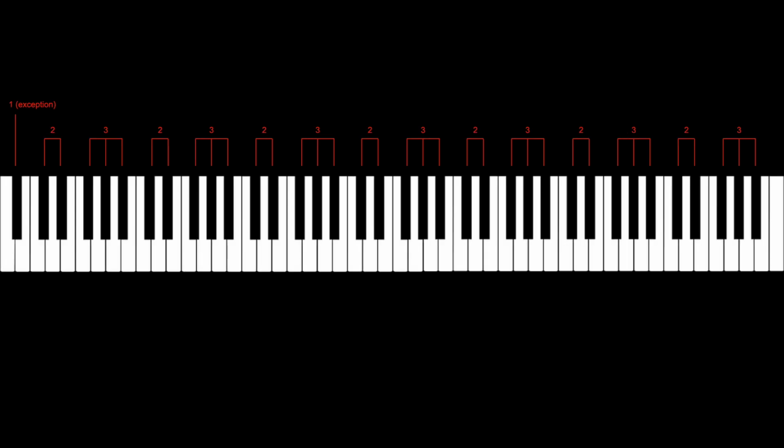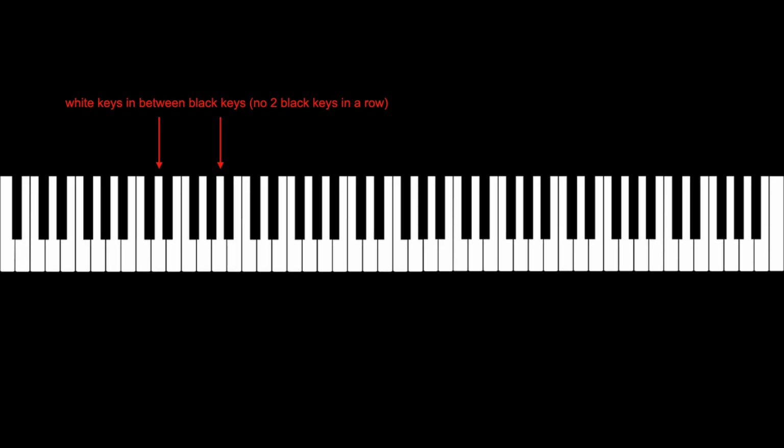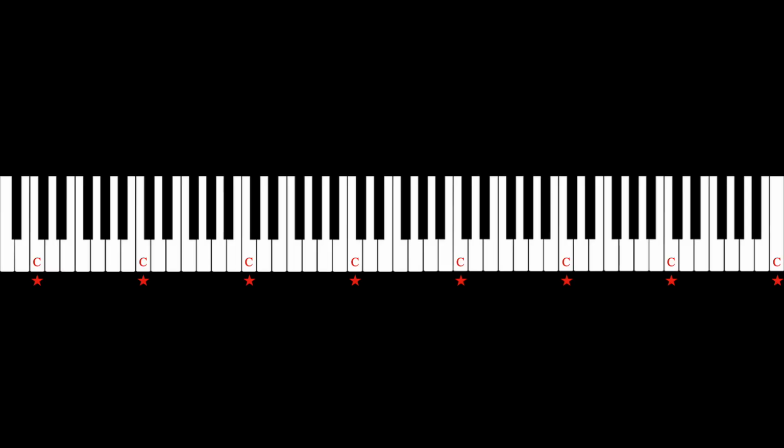Notice that the black keys alternate between sets of 2 and 3, with the exception of the very first black key. Also, white keys are between every black key, while each set of black keys is followed by 2 white keys, then another set of black keys. White keys represent normal notes that are not sharped or flatted. On a piano keyboard, C is located in these locations. Notice that all the C's are located right before each set of 2 black keys.